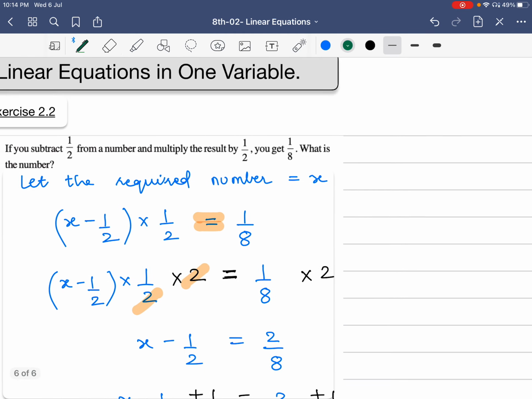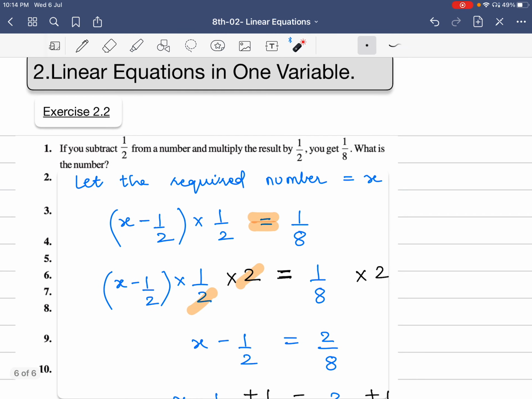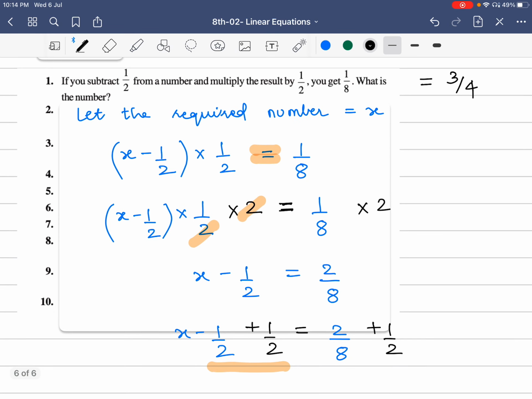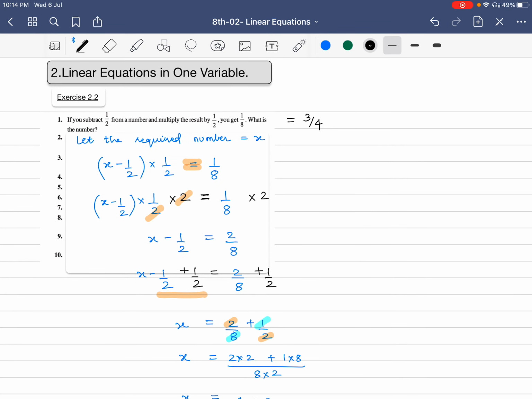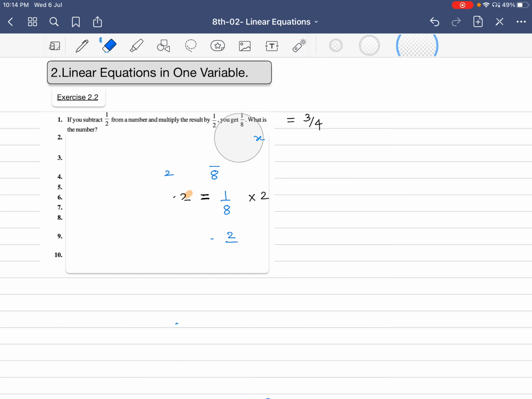Let's scroll up. So we started with: let the required number be equal to x. So x is the required number, and that is equal to 3 by 4. So I am going to make a note of that. That is equal to 3 by 4. So this is how you solve the problem statements or the word problems based on equations. Now let's get rid of all this.